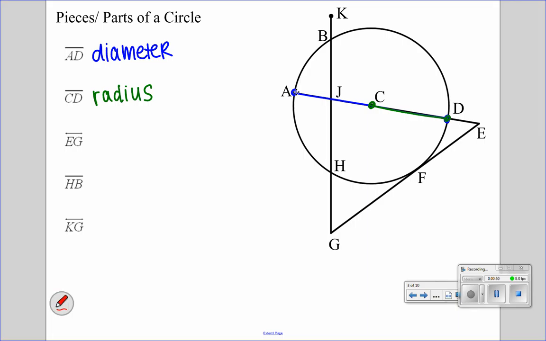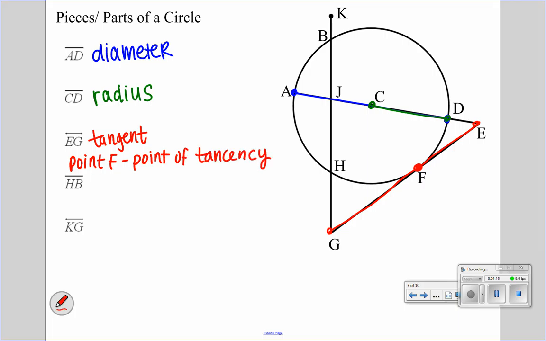Line EG is what we call a tangent. A tangent. And a tangent only touches the circle at one spot. It's on the outside of the circle and it touches it only once. And point F is called the point of tangency.